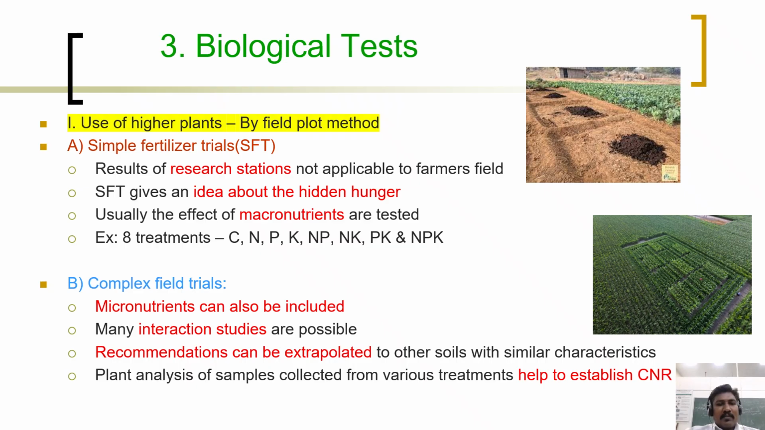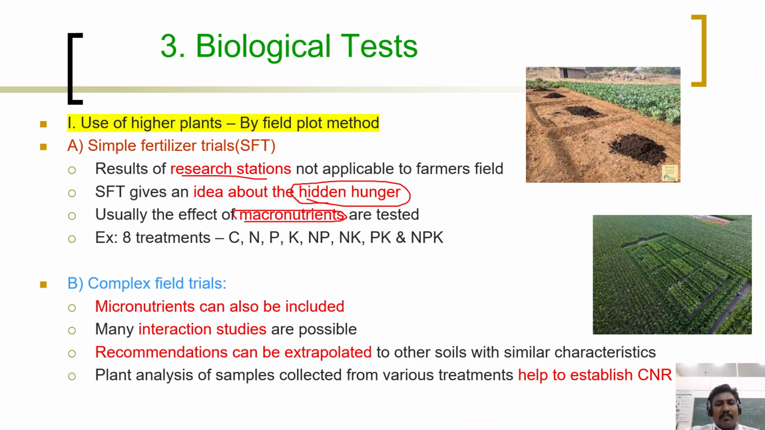The first method is simple fertilizer trial, SFT. This research will be conducted in a research station, and it is not applicable to the farmer field. And this SFT gives an idea about the hidden hunger. Hidden hunger we have already seen. The plant will not show any deficiency symptoms, but it needs more amount of nutrient. And usually the effect of macronutrients is tested, such as NPK.